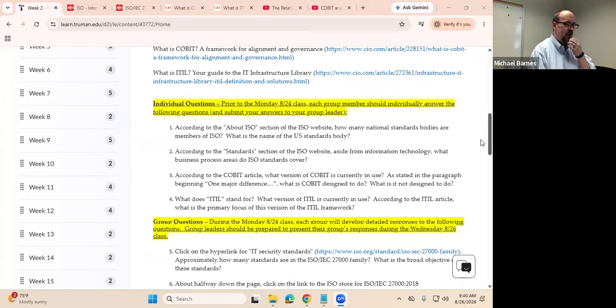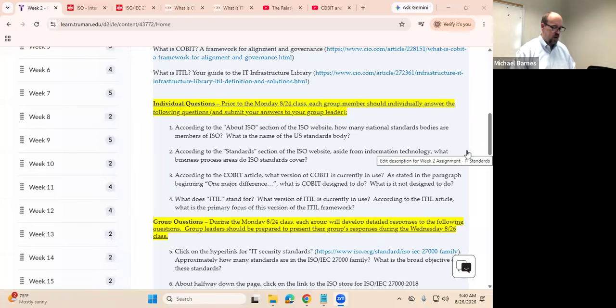So according to the About ISO section of the ISO website, how many national standard bodies are members of ISO? So we're going to start out with group 1 again today. So Sadie, what did you and your group identify for this one? Okay. Yep. So 1 per country. And then what is the name of the U.S. standards body? American National Standards Institute. So some interesting participation there.